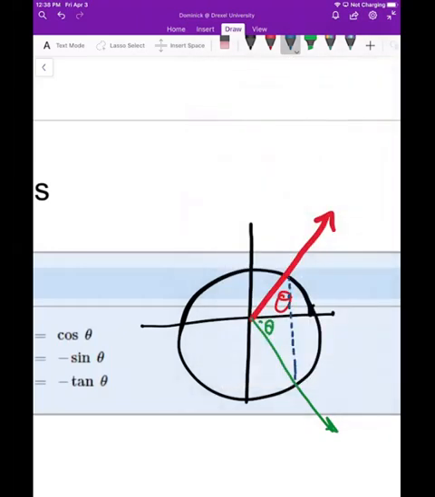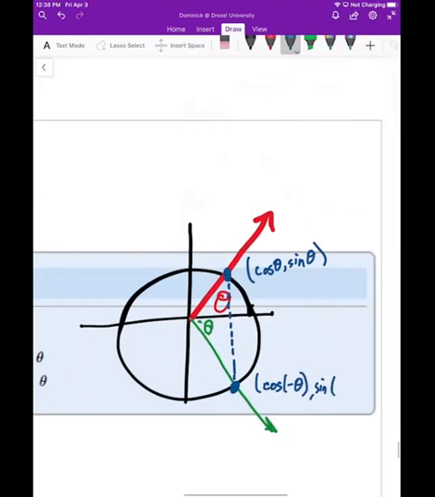That's actually not too bad. You can see that these points would give us everything that we need, because this would be cosine and sine of that angle, and this would be cosine of the negative angle and sine of the negative angle.